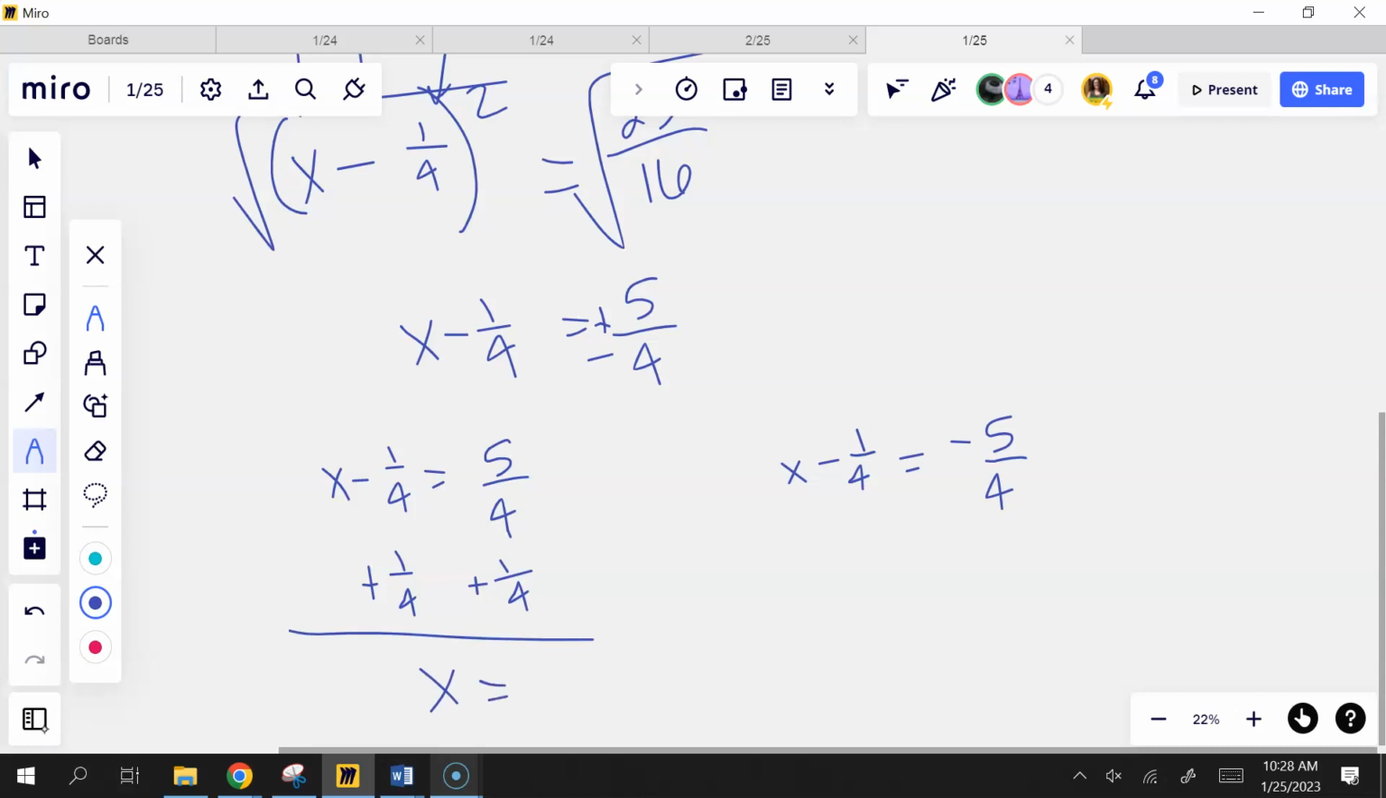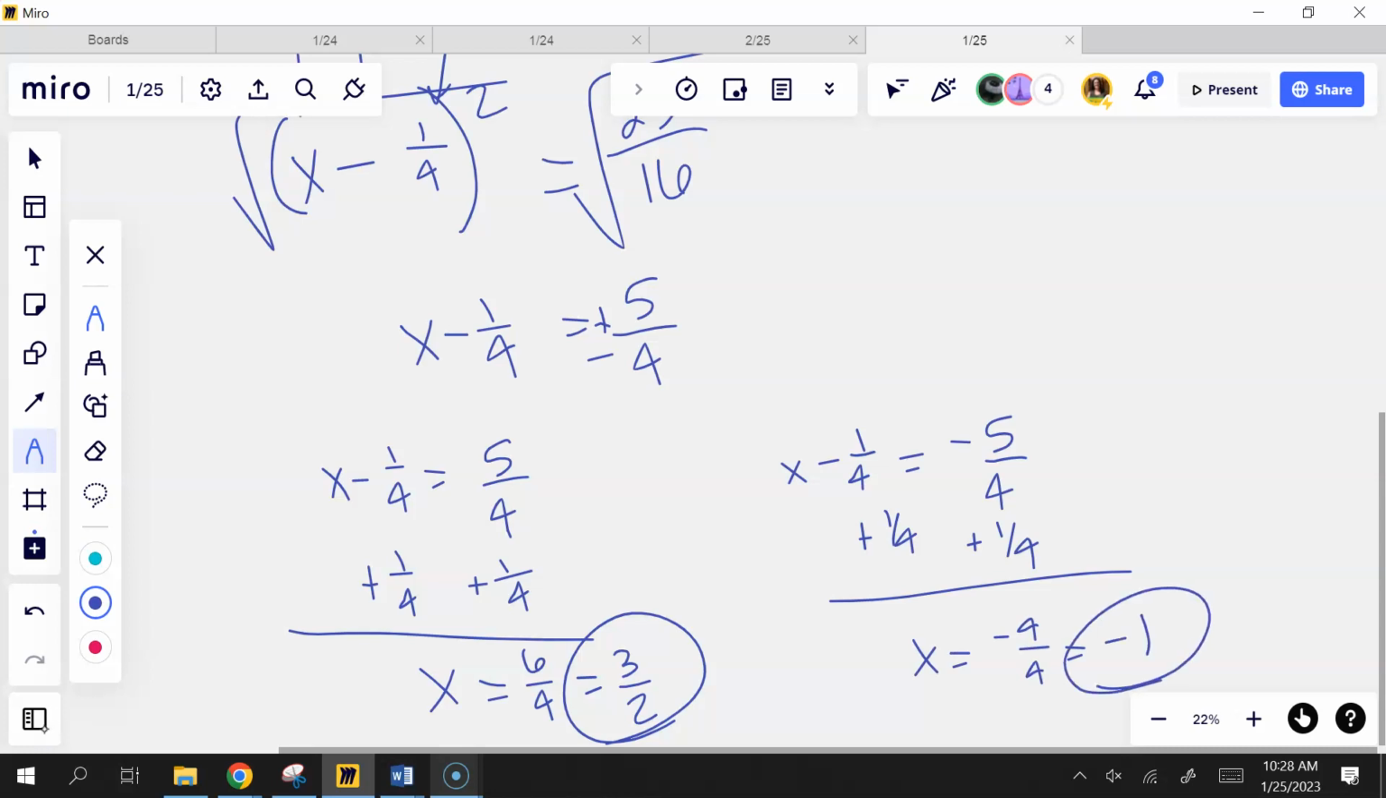So x equals 6 over 4, which is the same thing as 3 halves. There's one answer. And x equals negative 4 over 4, which is negative 1. There's your other answer. I know. It's strange. All right.